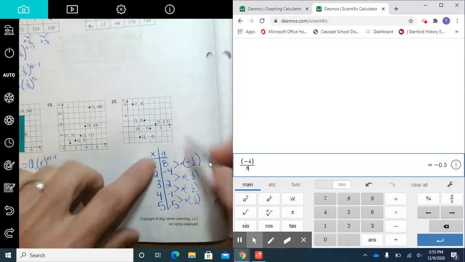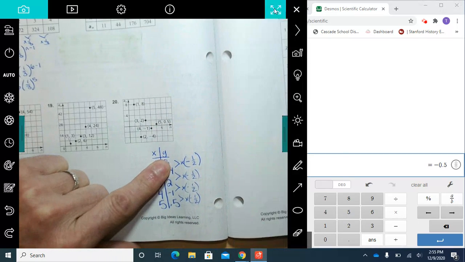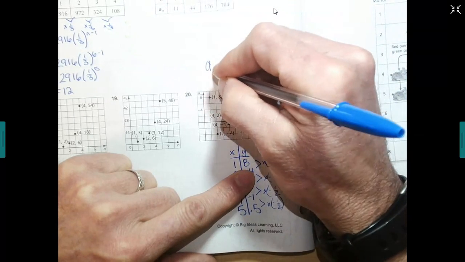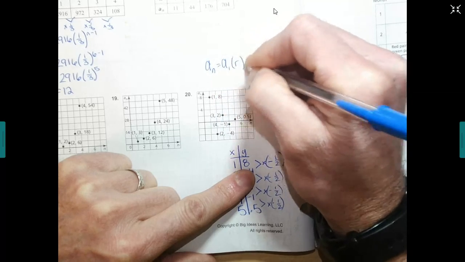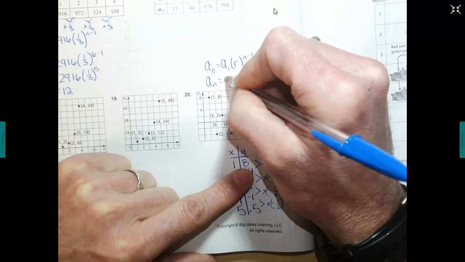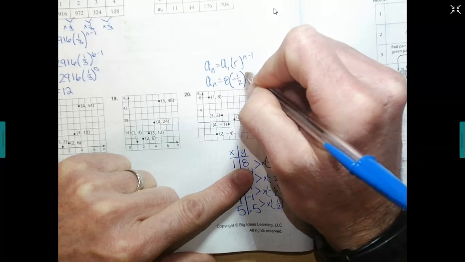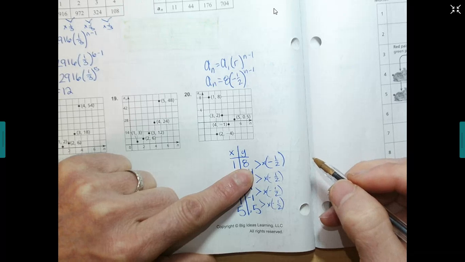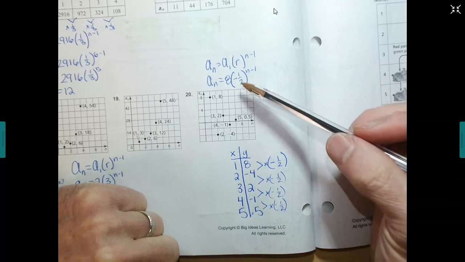For this one, let's get it back up on full screen to see this miracle in action. I have a to the n equals a1 times r to the n minus 1. So I have a to the n equals 8 times negative 1/2 to the n minus 1. Look at that. Beautiful. Math is beautiful.